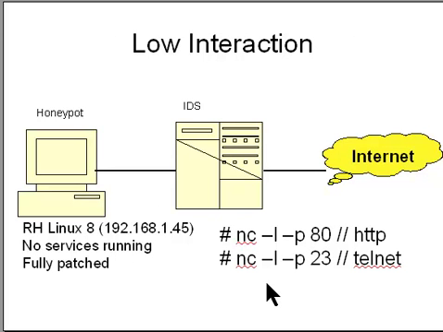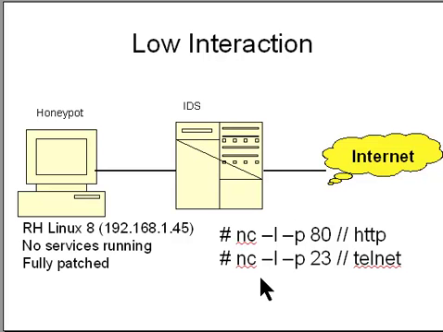Here's a really simple example they can use, if you're running Linux or Windows. Here I have a Red Hat Linux 8 system with this private IP address. There are no real services running, and it's fully patched, which means that this is really securely tied down. This is running through an Internet intrusion detection system, and then those packets are being forwarded out to the internet.